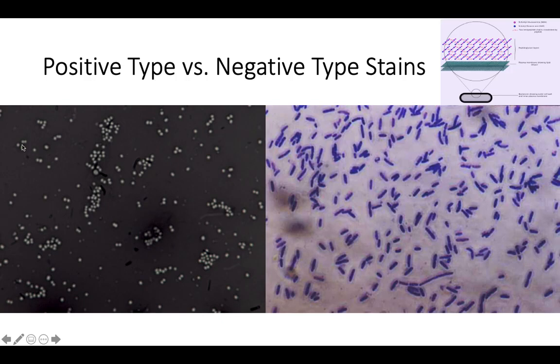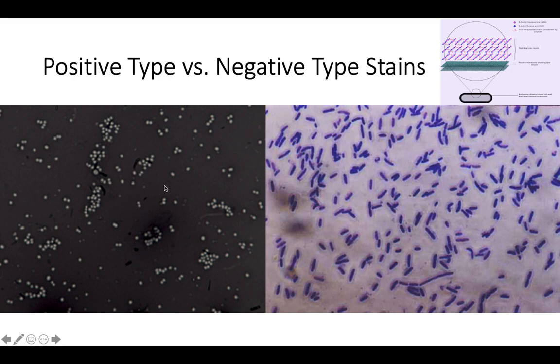Now what this does is it colors the background of the slide. So the slide itself has black stain all over it. The bacteria do not take up that black liquid. It doesn't penetrate through their cell walls or through their cell membrane. So they just stand out against that black background.